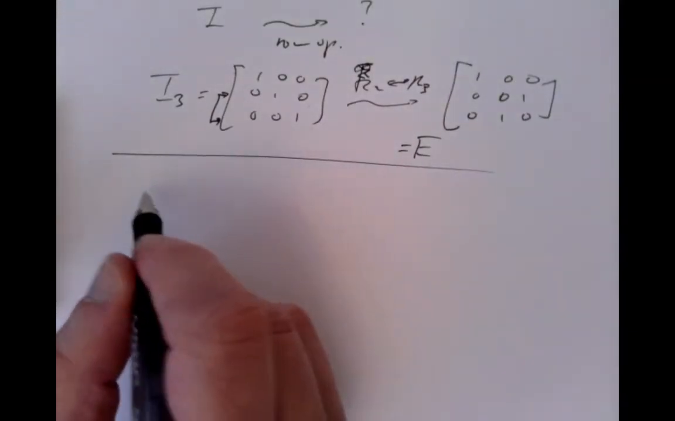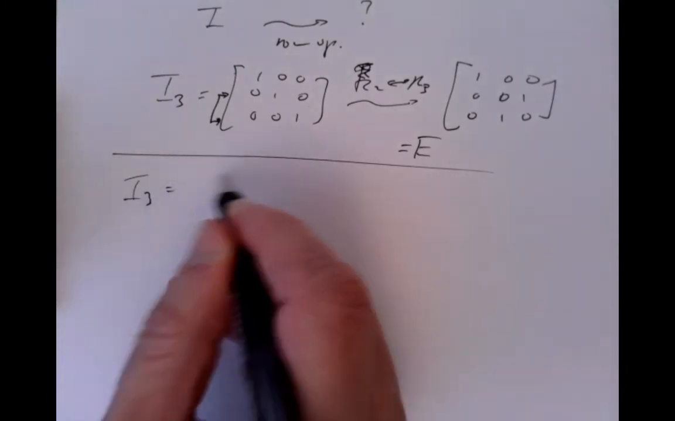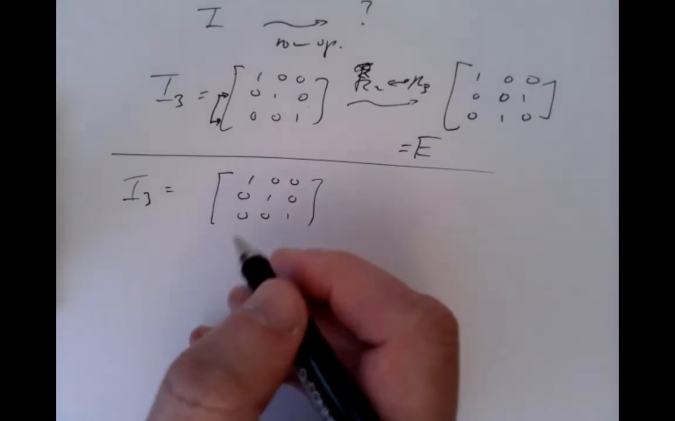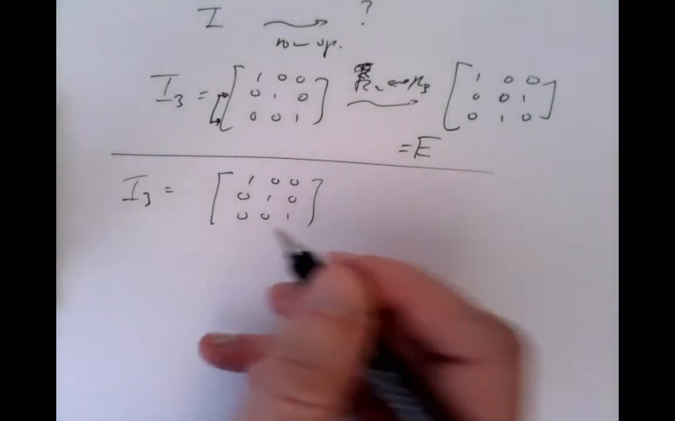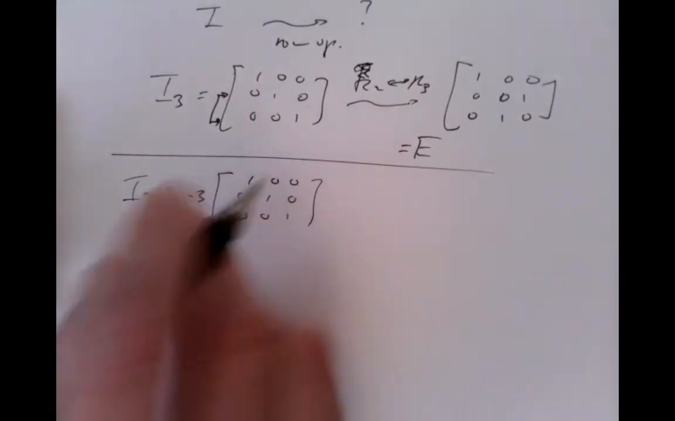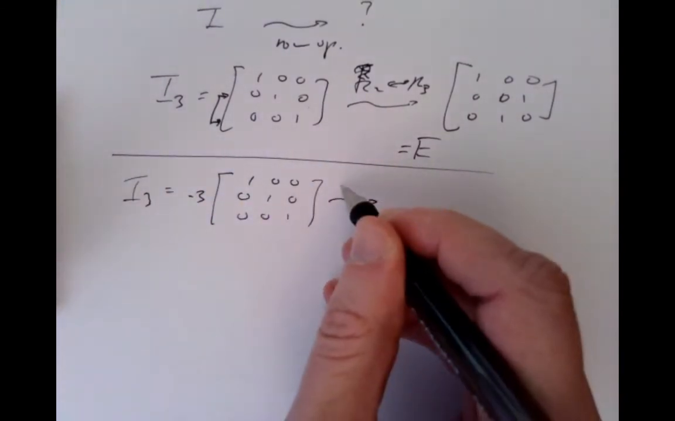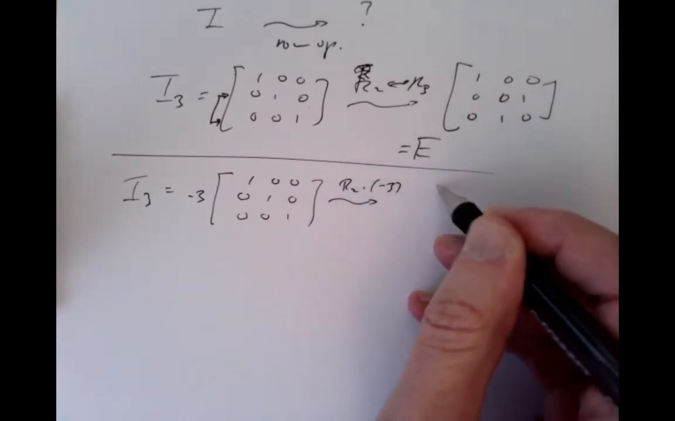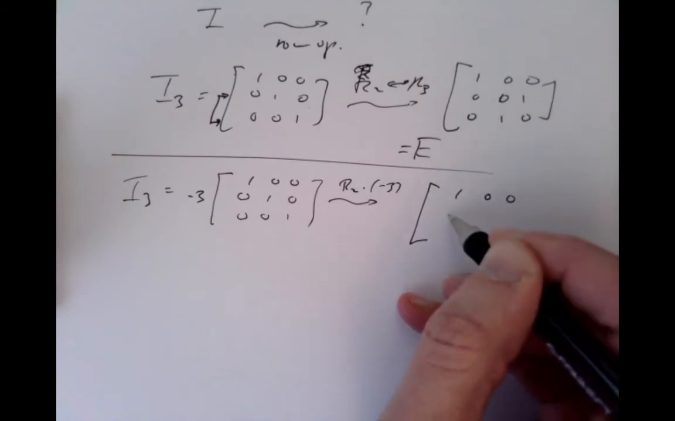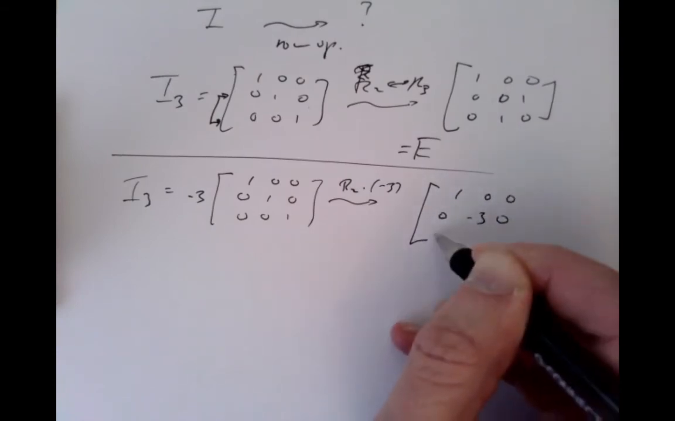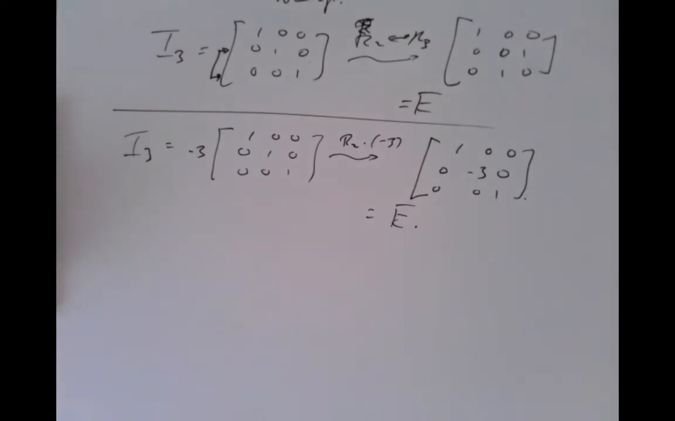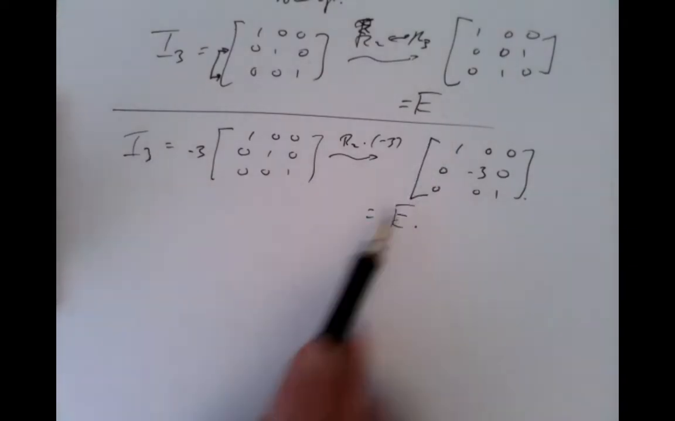Another example would be if we start with the 3x3 identity matrix again, 1 0 0, 0 1 0, 0 0 1, and if we were instead to scale row 2 by minus 3, we get some new matrix, which is exactly the same matrix as before, except that we've scaled row 2 by minus 3. So that's another elementary matrix, often called something like E. Okay, so that's how we can carry out these calculations of elementary matrices.